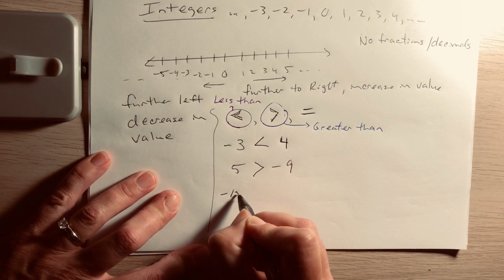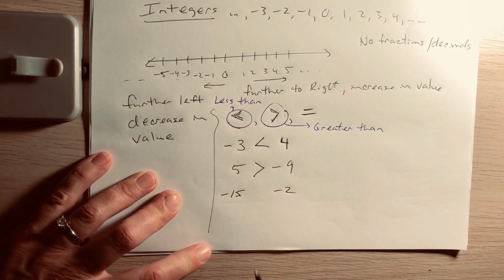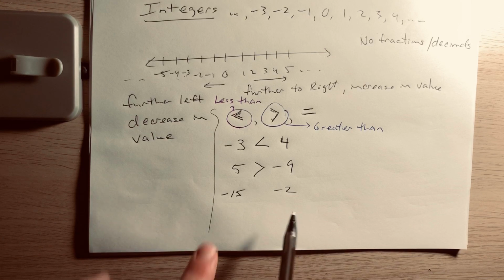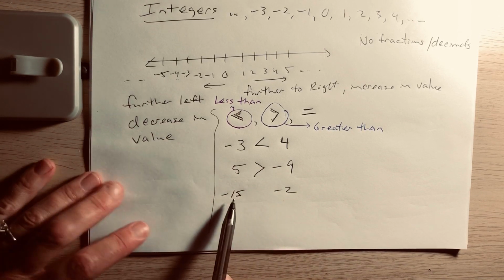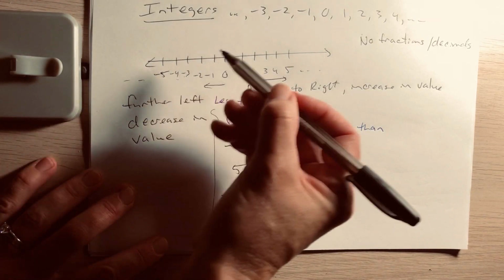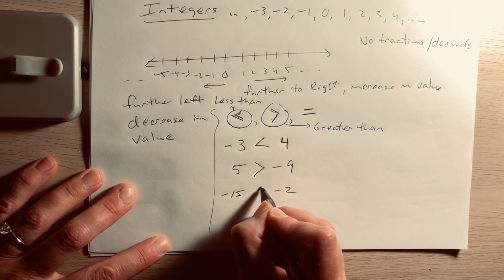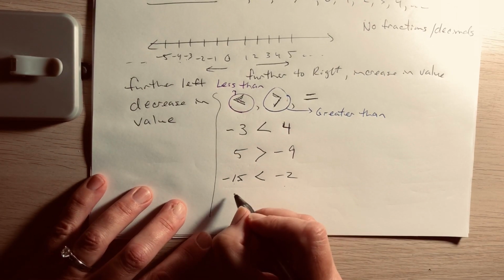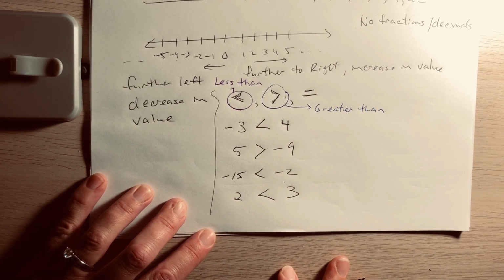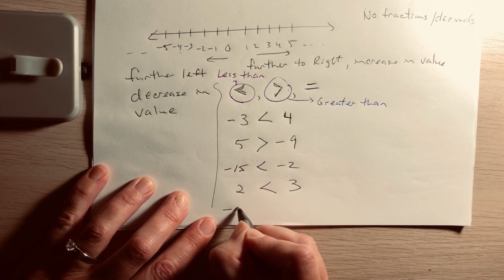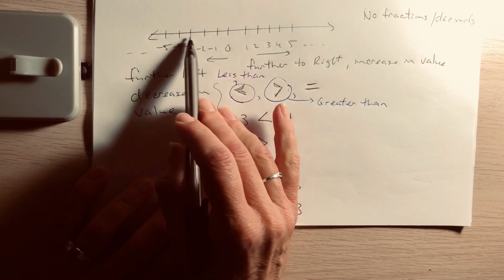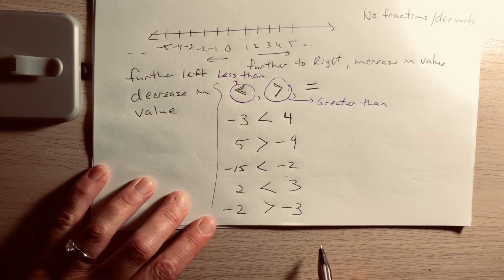What about -15 and -2? Another thing that's helpful here is you can consider temperatures. What's colder? What's warmer? When we think about the negatives, oh gosh, winter is coming. -15 would be much colder than -2, but numerically it is further to the left on the number line, so -15 is less than -2. What about 2 and 3? 2 would be less than 3, but -2 would be greater than -3 because -2 appears further to the right than -3 on the number line.